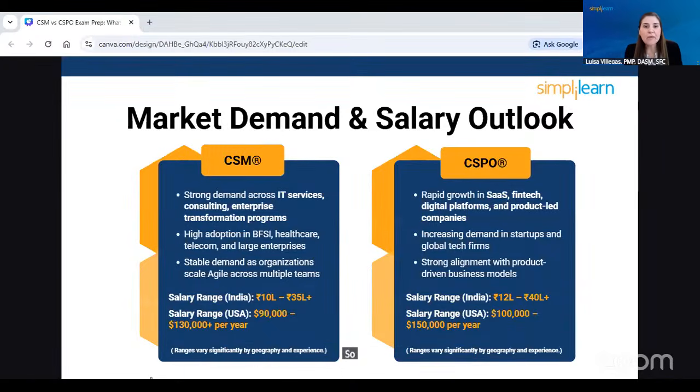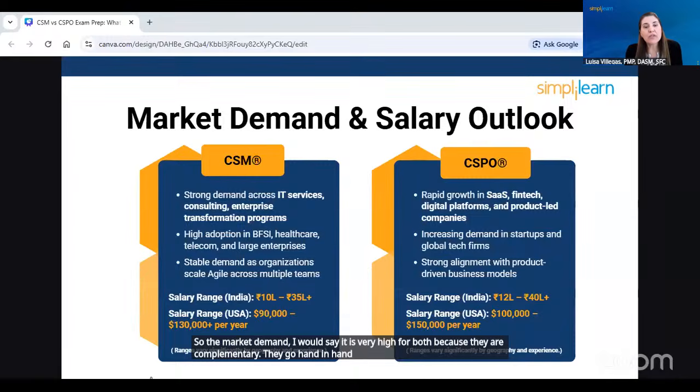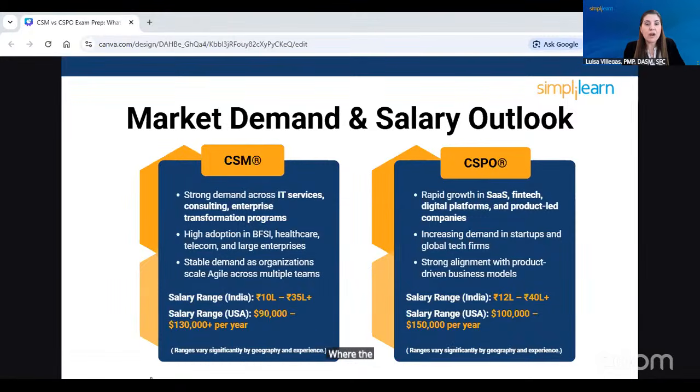So the market demand, I would say it is very high for both because they are complementary. They go hand in hand. So any organization that is implementing Scrum is going to need Scrum Masters and product owners. They can't exist one without the other. As I said, Scrum is a very prescriptive approach where the three roles are very well defined. They have very specific roles and they have to coexist. So there's demand for both.